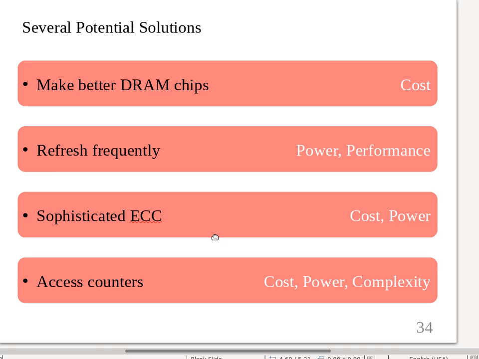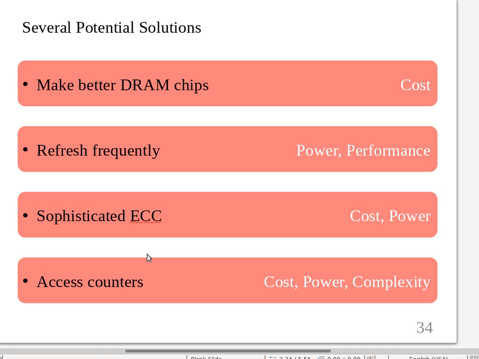So other solutions: you can make better DRAM chips, which makes it more costly; refresh frequently, which costs power; or use sophisticated ECC. ECC is error correction codes, used to make sure that the modules didn't change, and you could probably execute this every time you do a refresh. Unfortunately, that increases cost and power.